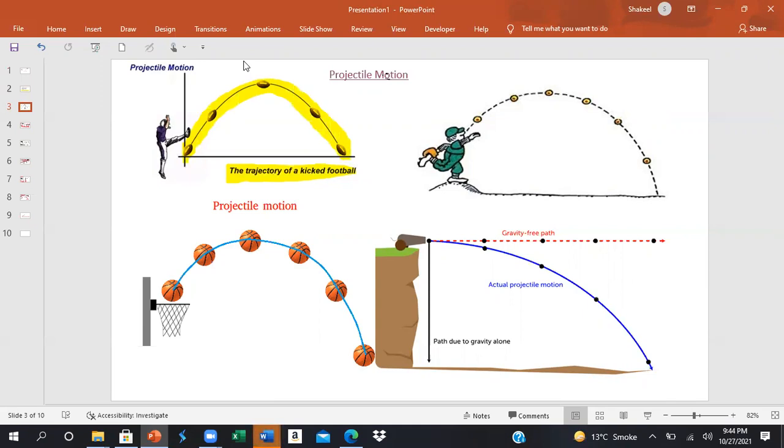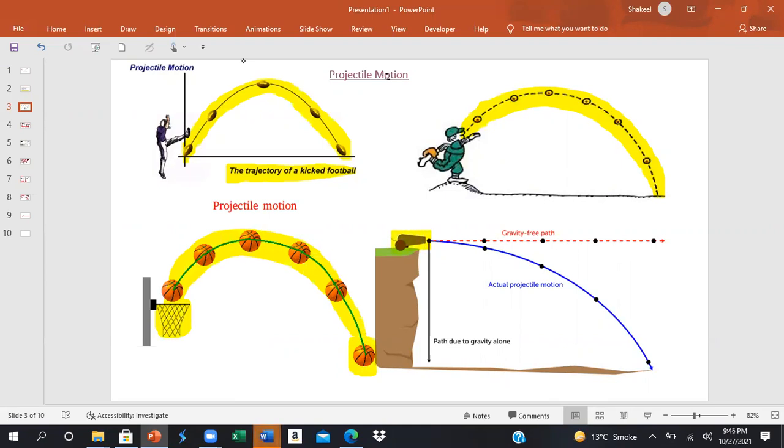Similarly, if someone is throwing a ball or any object in air, moving along a curved track and then landing on the ground, this motion of the object is also known as projectile motion. Similarly, if you are playing basketball and you throw the ball into the basket, the ball is moving along a curved track before going into the basket. So its motion is also projectile motion.